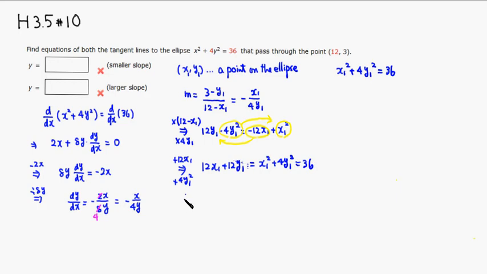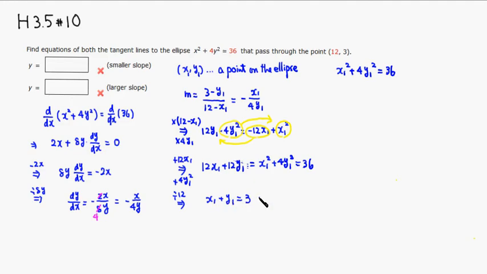Alright, then we have this equation here. Divide through by 12, so that we have x1 plus y1 is equal to 36 divided by 12, which is 3. So x1 and y1 satisfy that equation, and also the equation of the ellipse. So what we can do is just plug them in and see what happens.